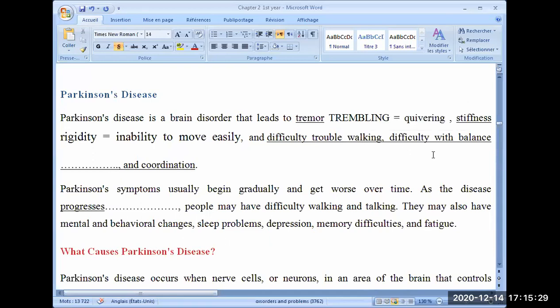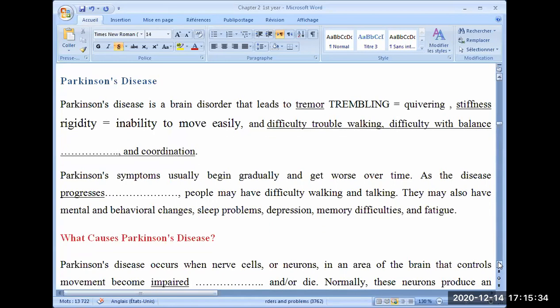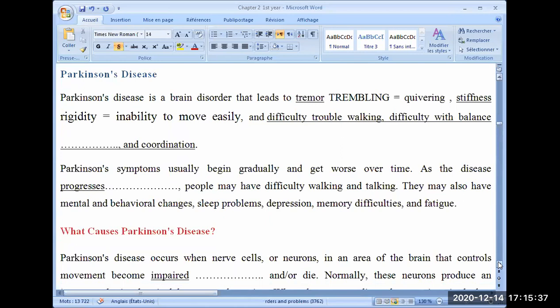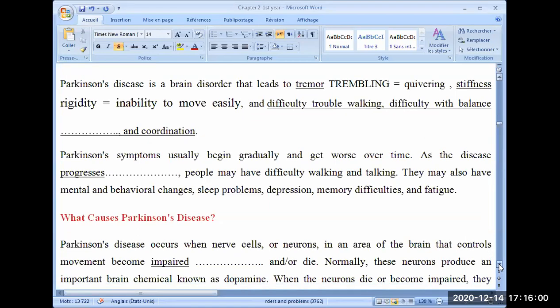Then difficulty with balance. A person can have problems or difficulty with balance. Here you wrote the word equilibrium. Good. Parkinson's symptoms usually begin gradually and get worse over time. As the disease progresses, people may have difficulty walking and talking. They may also have mental and behavioral changes, sleep problems, depression, and memory difficulties and fatigue.